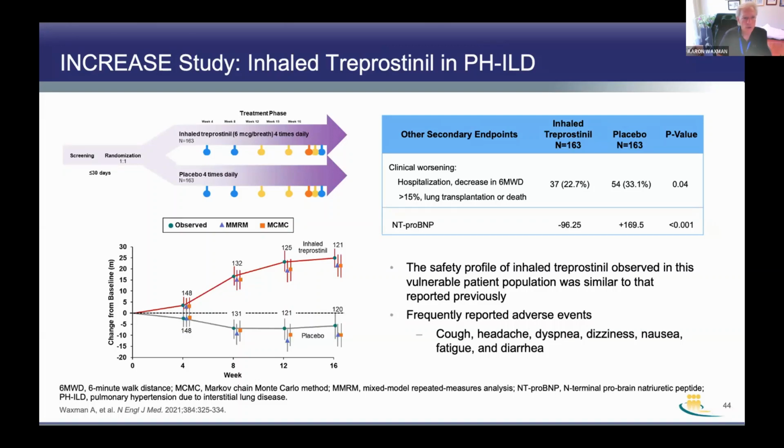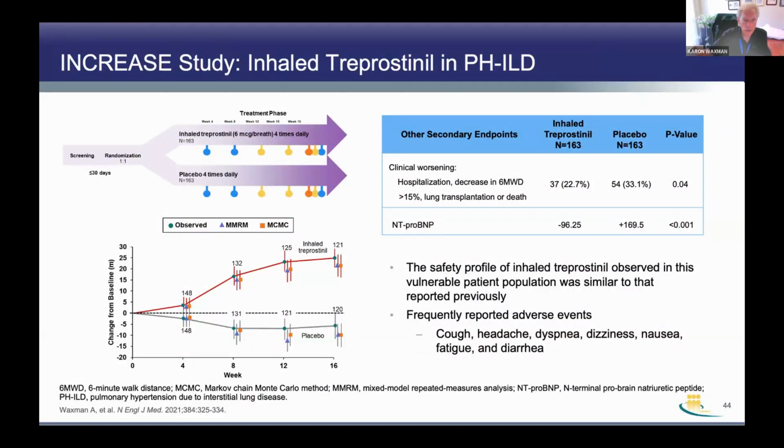This is the results from the INCREASE trial, and you can see up in the upper left panel there the schema of the trial. Patients were screened and then randomized 1-to-1 to receive drug versus placebo. Patients were titrated up to a goal dose of 9 to 12 breaths of inhaled treprostinil. And you can see down below that schema the primary outcome being 6-minute walk distance. And there was a significant improvement in 6-minute walk distance in those patients treated with inhaled treprostinil compared to those maintained on placebo.